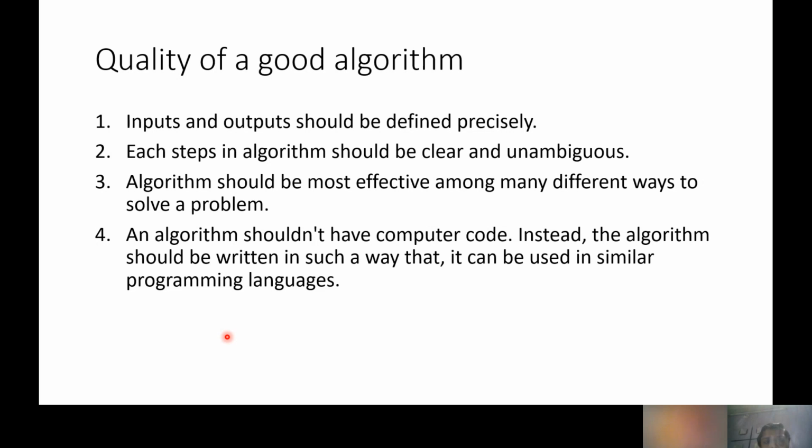That is unambiguous. There should not be a multi-path possibility. Okay. Algorithms should be most effective among many different ways to solve a problem.